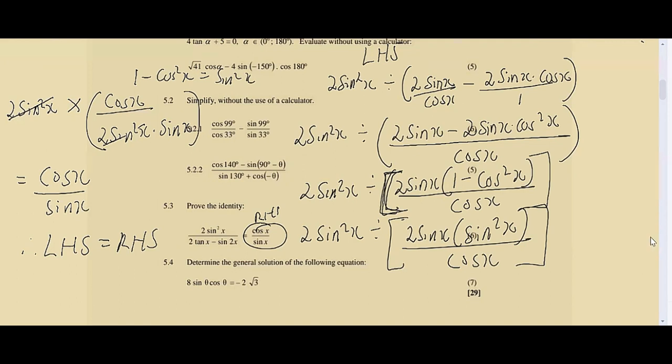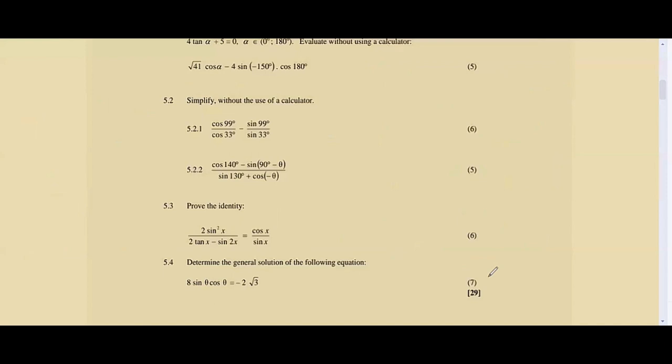Okay, so let's proceed to 5.4, the general solution. We are given 8 sine theta cos theta is equal to -2 root 3. Now, if I can manipulate this, I can end up having a double angle for sine. Remember, with general solutions, I want to work with a single trigonometric ratio. I have two here: sine theta and cos theta, which makes it impossible for me to get my general solution.